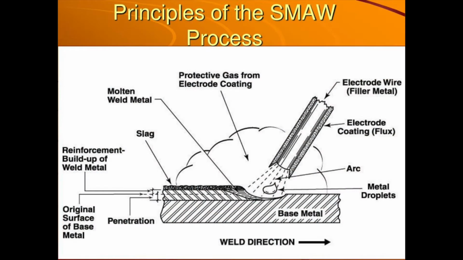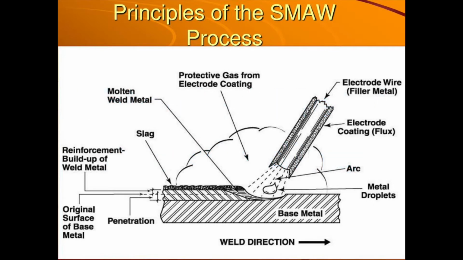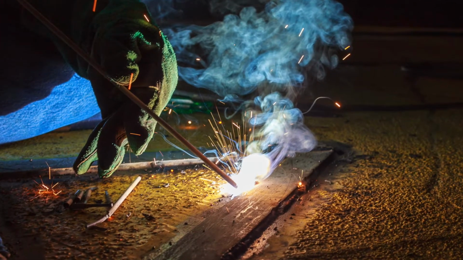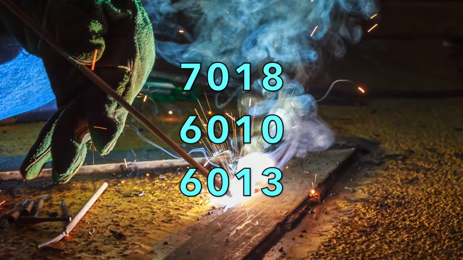Since hot-rolled steel is used to form I-beams, C-channel, and structural materials, it is commonly welded with a shielded metal arc (SMAW) process, also known as stick welding. Some widely used electrodes to weld hot-rolled steel are 70-18, 60-10, and 60-13.